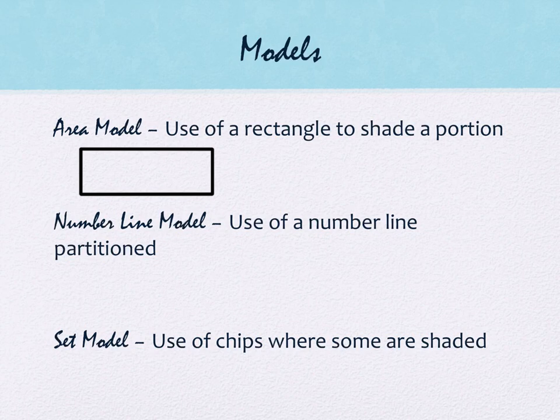And so if you had something like 1/4, you would split it into 4 pieces, and you would shade one of them. And this would be the fraction 1/4. Okay, so that's an area model.